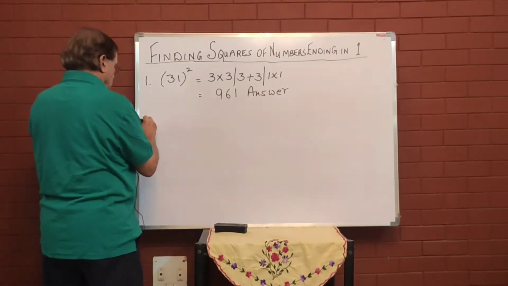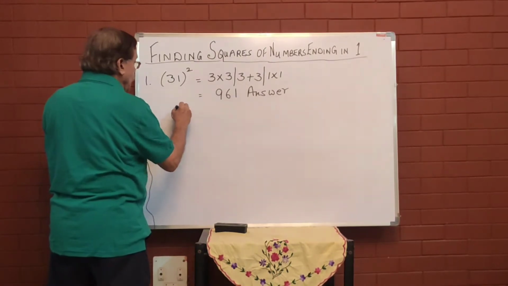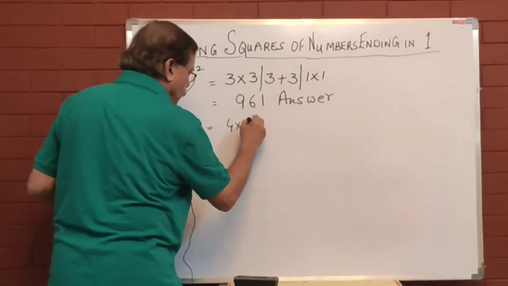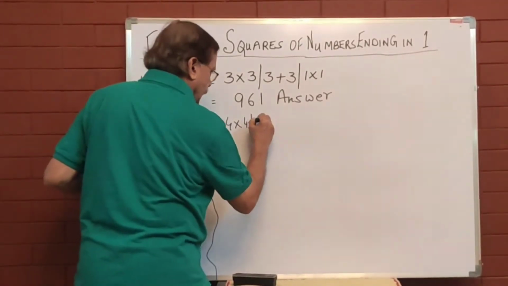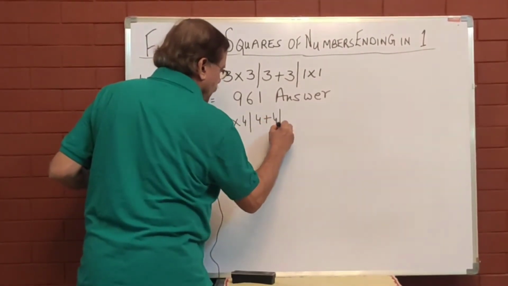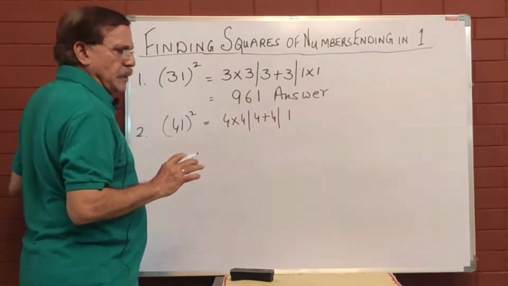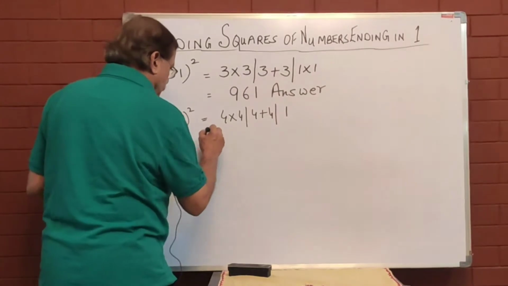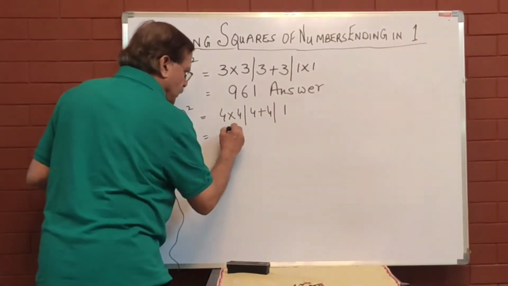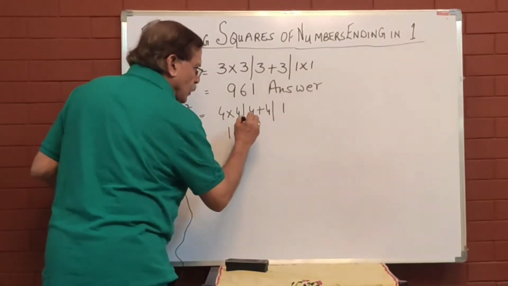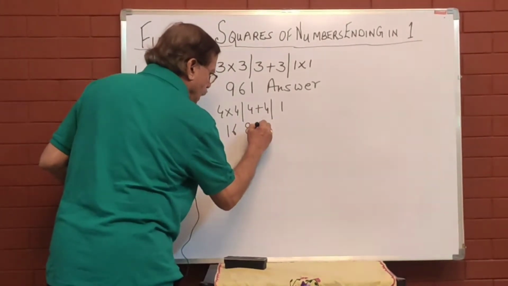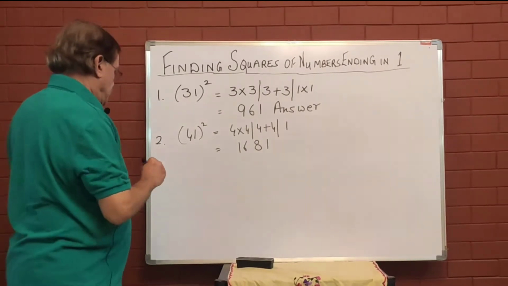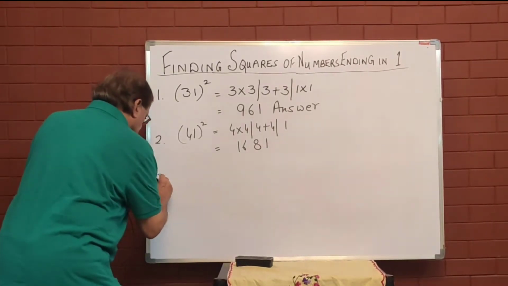Now let us see the square of 41. First we multiply 4 by 4, then add 4 plus 4, and 1 multiplied by 1 is 1. There is no need to write 1 multiplied by 1, we'll just write 1 over there. So we get the answer: 4 4s are 16, 4 plus 4 is 8, and 1. 1681.